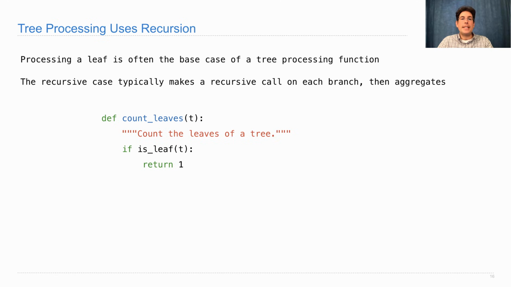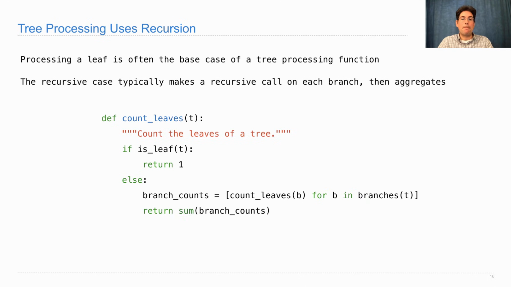The recursive case typically makes a recursive call on each branch, then aggregates the results. In this case, what we're going to do is take each branch in the branches of the tree and count the leaves in each branch. The leaves in the total tree are just all the leaves in the branches summed up. There's our first tree processing function.